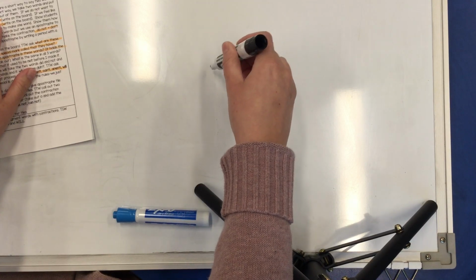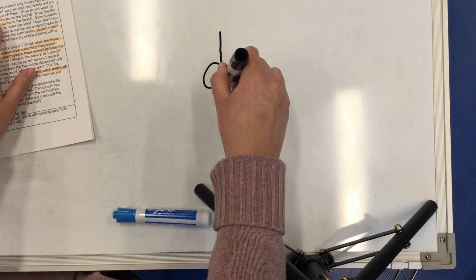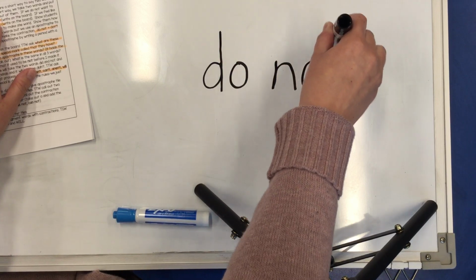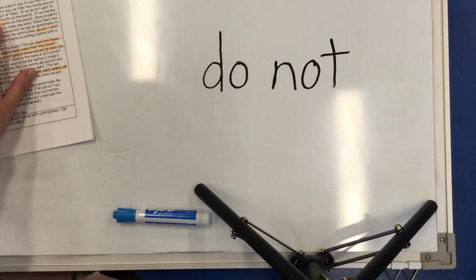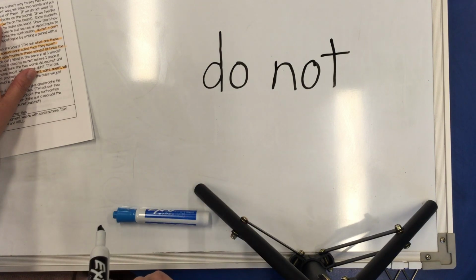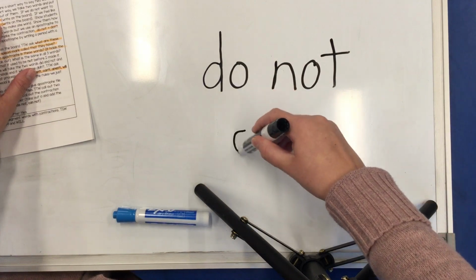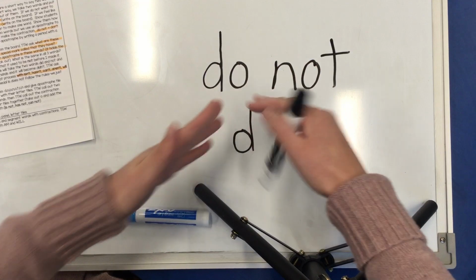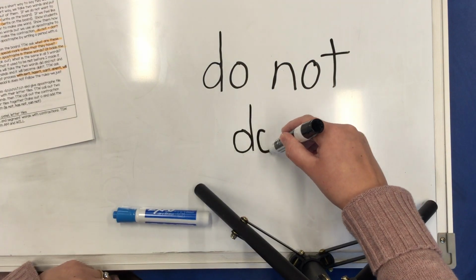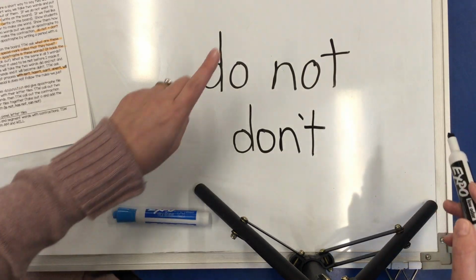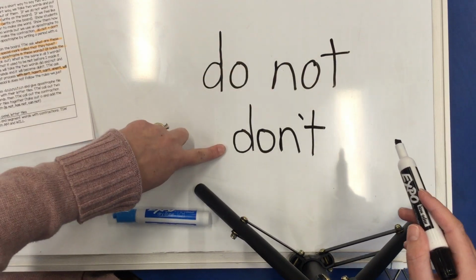So let's just look at these two words, do and not, okay? So this says do not. But sometimes I don't really want to say both of those words. So I want to say them the short way. The short way would be don't. Okay, we take this word and we put them together and we make our new contraction word, don't. Now watch how I spell this, don't. Okay, so do not becomes don't.